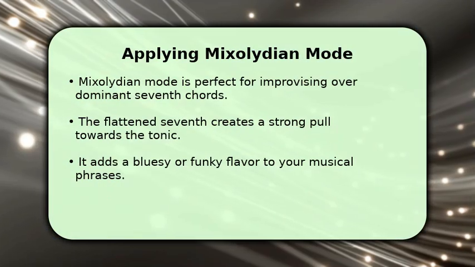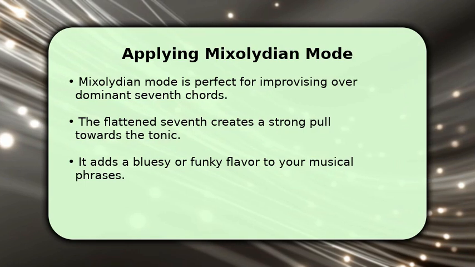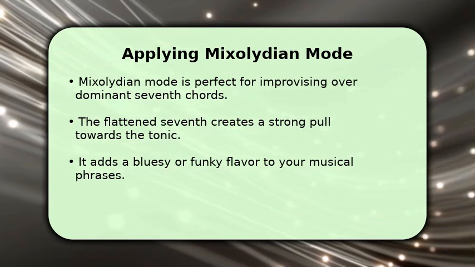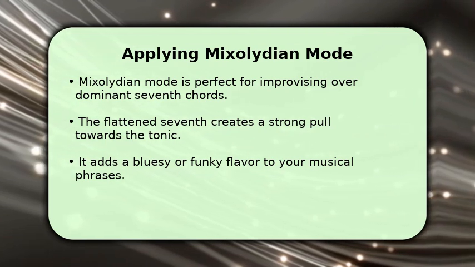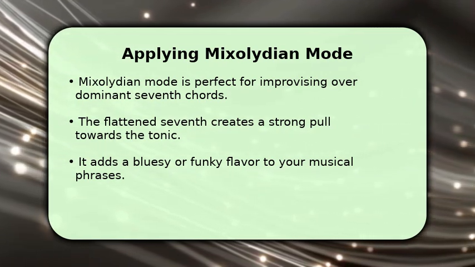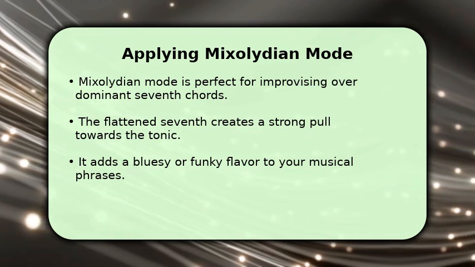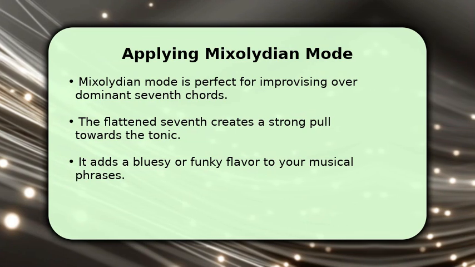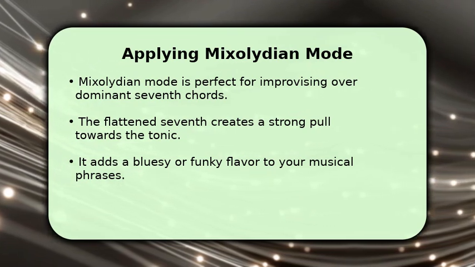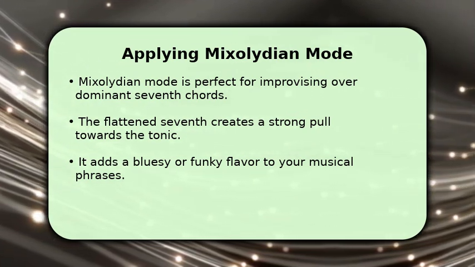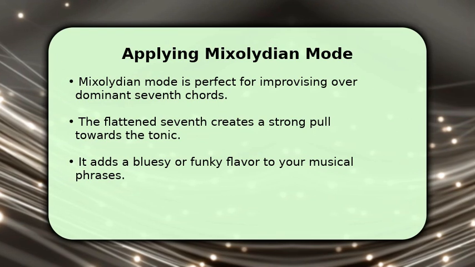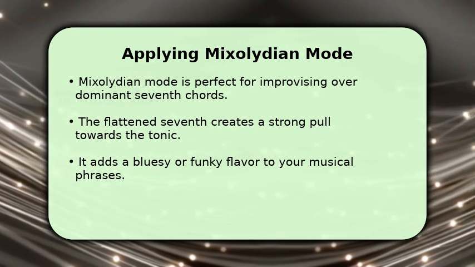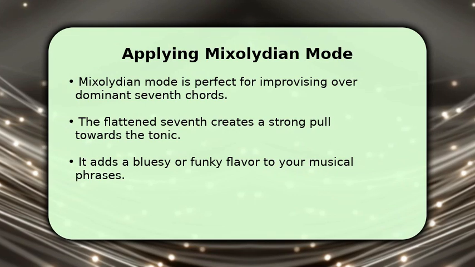The Mixolydian mode truly shines when applied in musical contexts. It is the go-to scale for improvising over dominant seventh chords, like a G7 chord. The flattened seventh note provides a strong harmonic pull, creating tension that resolves beautifully. This mode is excellent for adding a bluesy, funky, or even a slightly modal jazz feel to your solos and compositions, making your music more expressive.